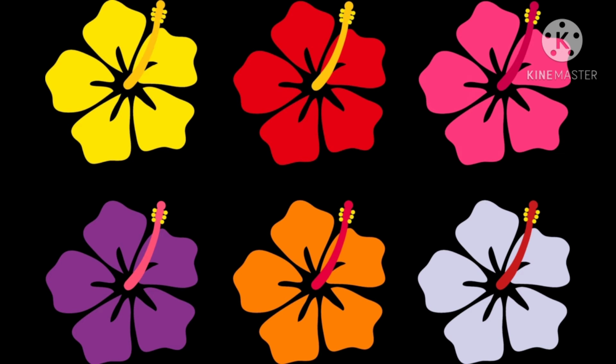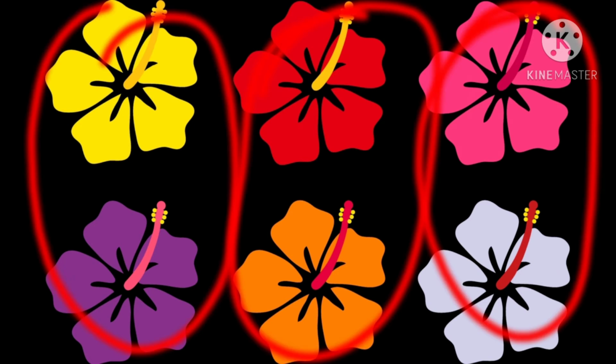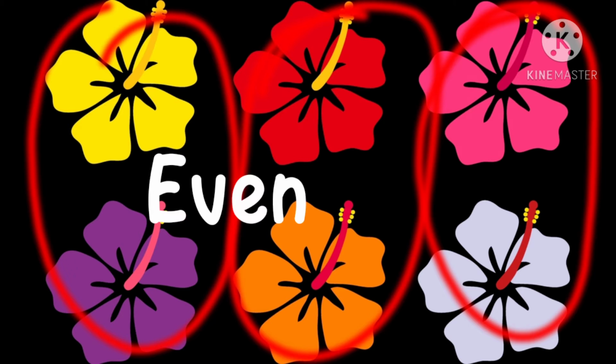Now children, make pairs of these flowers. Children, there are 3 pairs of flowers and each pair there are 2 flowers. Okay, we can group into pairs. So, 6 is an even number.